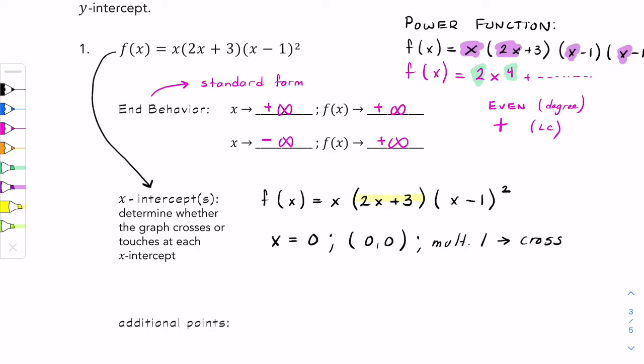Next, we have a factor of 2x plus 3. If we set that equal to 0, we're going to have x equals negative 3 over 2. If we plot that as a point, it's at negative 3 over 2, 0. This factor happens once, so the multiplicity is 1, and that indicates that it crosses at the x-axis.